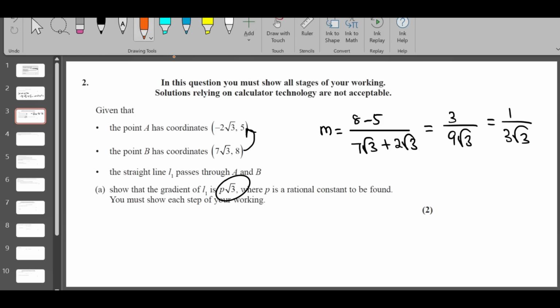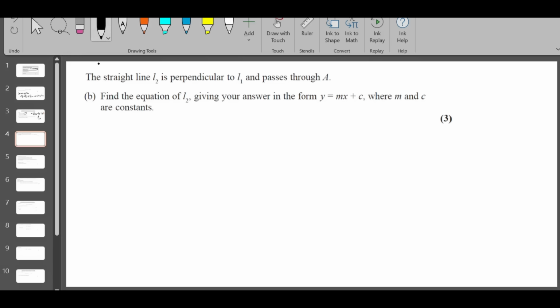And then you rationalize the denominator, multiply and divide by root 3. So you're going to get root 3 over 9. They want you to write it in this format. So you can just write it 1 over 9 root 3. That looks like p root 3, right? That's a 2-mark question.